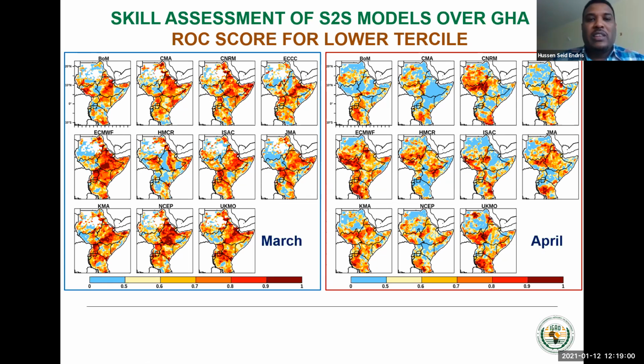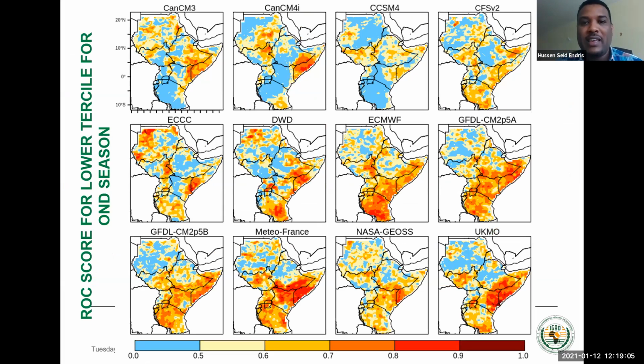And not only on monthly time scale, we also assess the skills on the seasonal time scales. This is another case for October, November, December. The previous one was the S2S models. These are the models that we use to produce the seasonal climate outlook, which the configuration is slightly different. And again, you will see ECMWF shows higher skill over the region. So it is again one of the skillful models in our region.